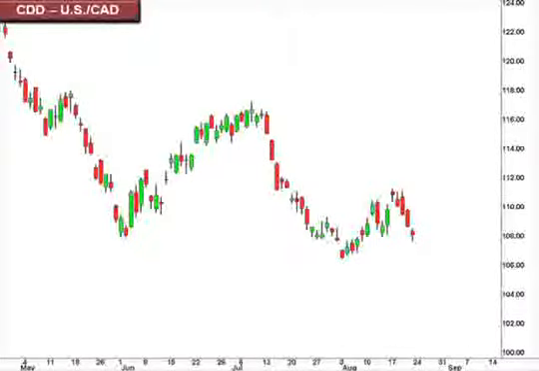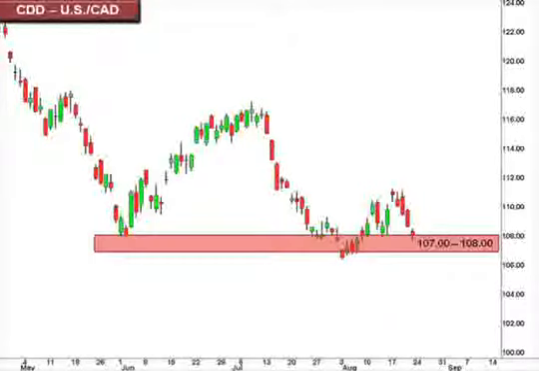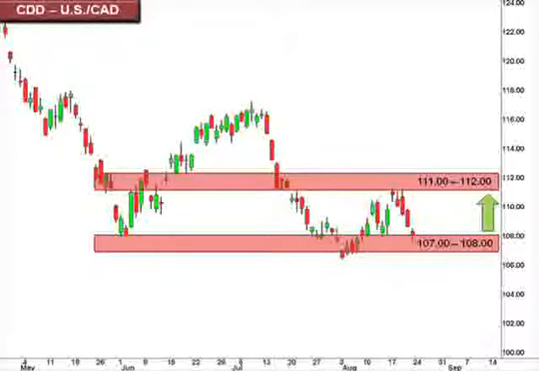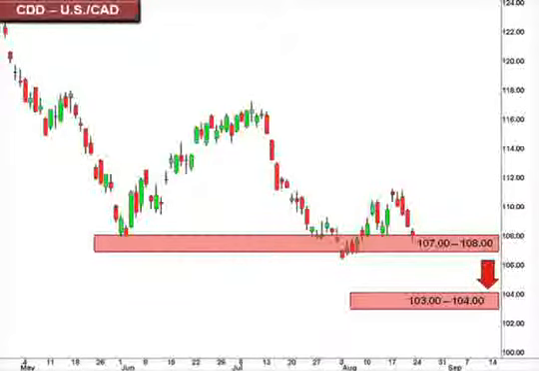Well, the U.S. dollar lost some ground against the Canadian dollar last week, as we now see the pair value CDD retesting the 107-108 level for support. Now, a bounce here is certain to meet with resistance back at this 111-112 range, and we're looking for a break of this to give us an indication as to whether or not we will see a greater move to the upside. If the current support level fails here at 107, 108, then we will be targeting this 103, 104 box to the downside.